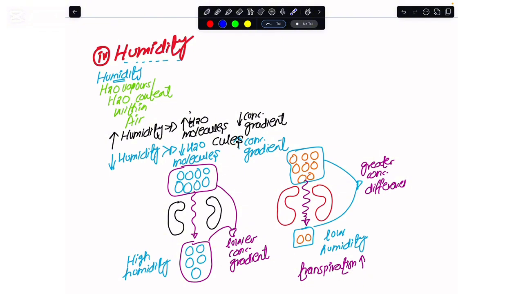And now here we have the last factor that has an impact on determining the rate of transpiration, and we refer to this as humidity. Humidity is how much of the water vapor or water content I have in the external environment. So this is referred to as the humidity.